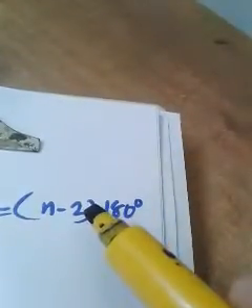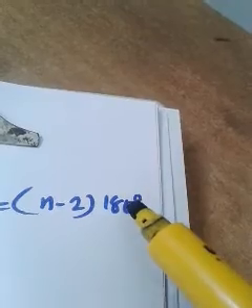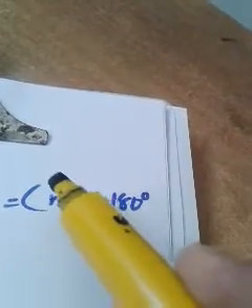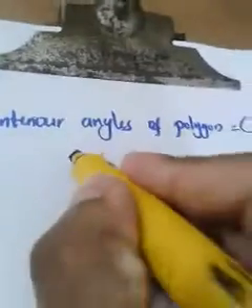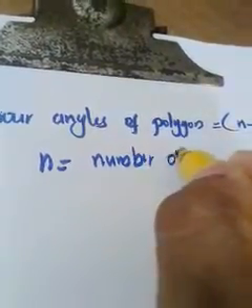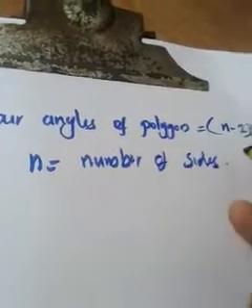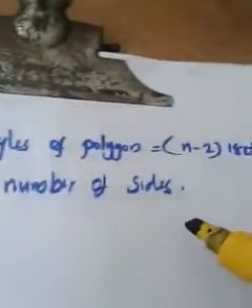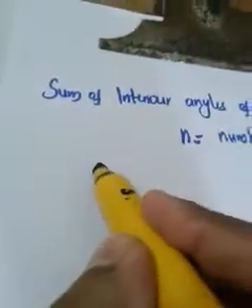Here we know what 2 is, we know what 180 is, but we are not familiar with the term n. So here n is nothing but the number of sides. Okay, I will give you some examples. You may have understood the formula. Once again, let me repeat. Sum of interior angles of a polygon is given by (n minus 2) into 180 degrees, and n is nothing but the number of sides.